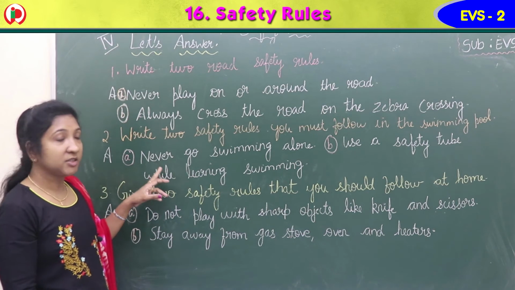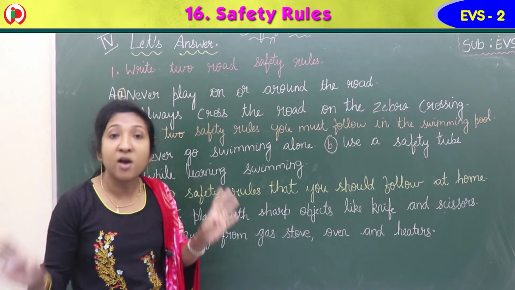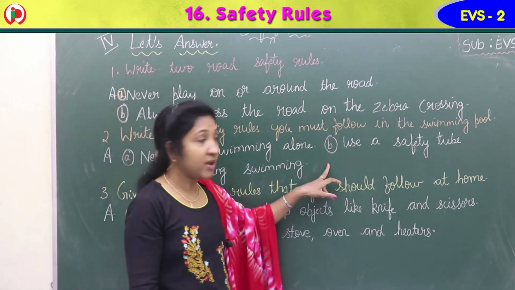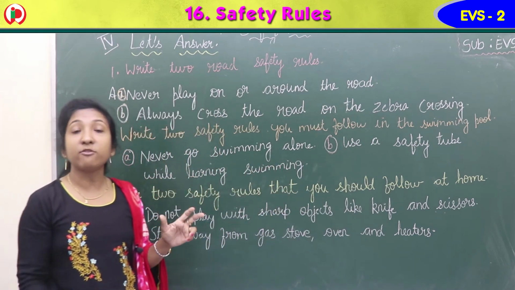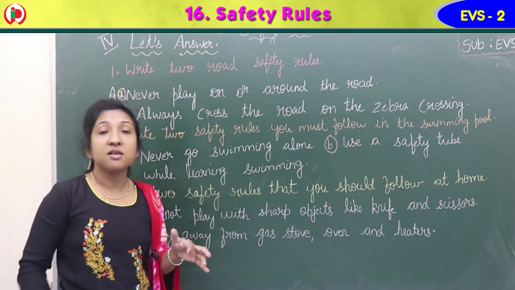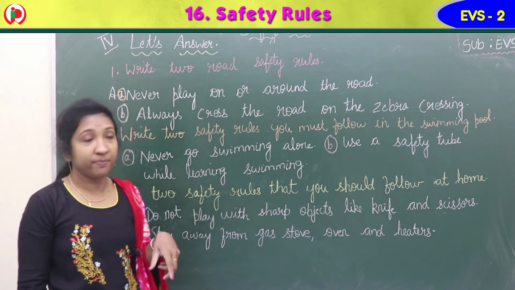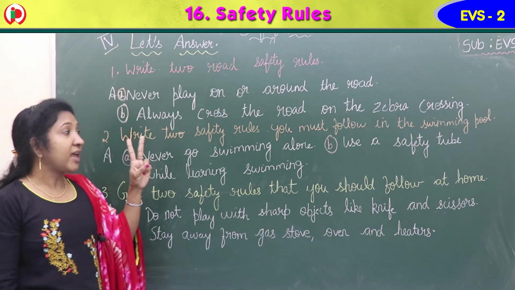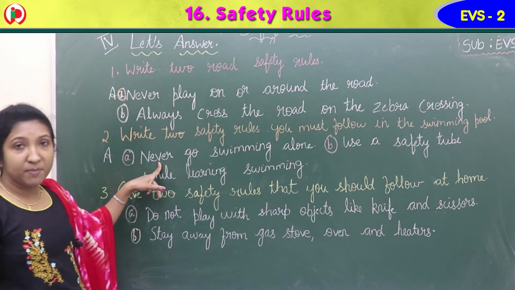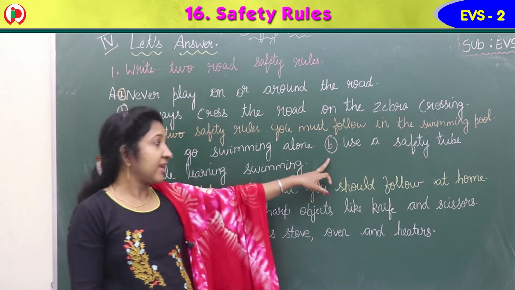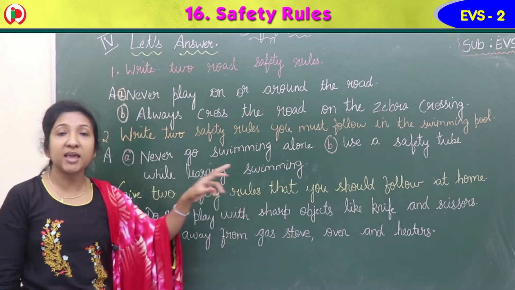A. The first one, never go swimming alone. If you want to go for swimming, you should not go alone. B. Second one, use a safety tube while learning swimming. You have to use a safety tube while learning swimming. Safety, S-A-F-E-T-Y, safety tube, T-U-B-E, tube. So, write 2 safety rules you must follow in the swimming pool. Answer A. Never go swimming alone. Then B. Second point. Use a safety tube while learning swimming.